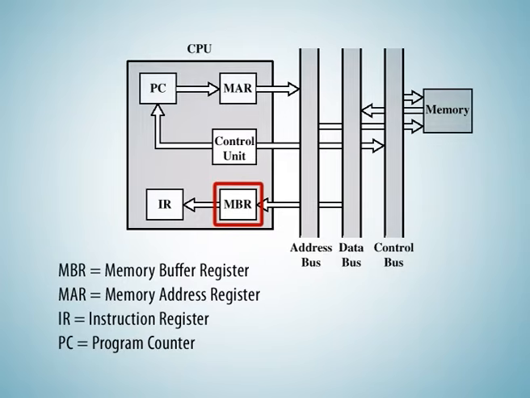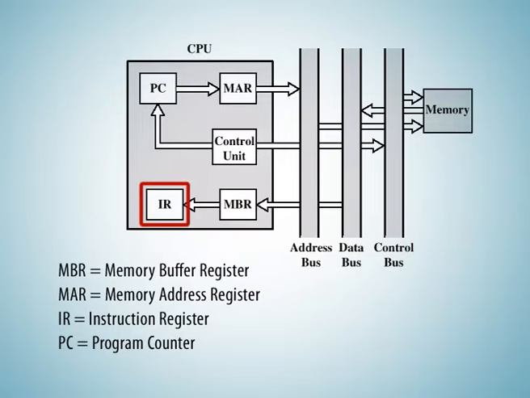The third important register involved in the fetch cycle is the program counter register, called PC in short. The program counter holds the address of the next instruction to be executed. The fourth register involved is the instruction register, which is called IR in short. It holds the last instruction fetched.